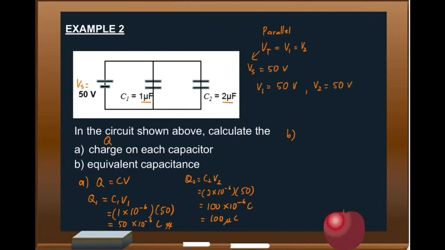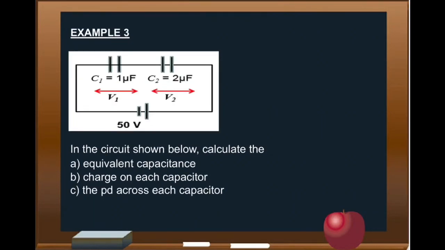And then for B, you want to find the equivalent capacitance, CEQ or CF. You know that for capacitors which are connected in parallel, you can find C effective by using the formula C1 plus C2. We are already given C1 and C2. So C1 is 1 times 10 to the power of negative 6 plus C2, which is 2 times 10 to the power of negative 6. And then you will get C effective equal to 3 times 10 to the power of negative 6 farad.